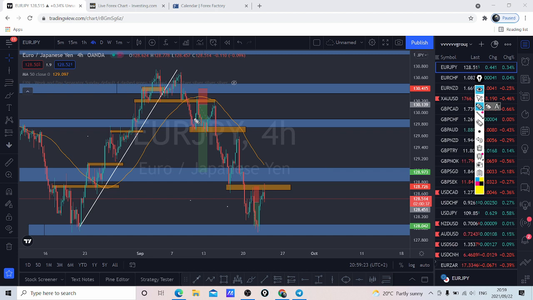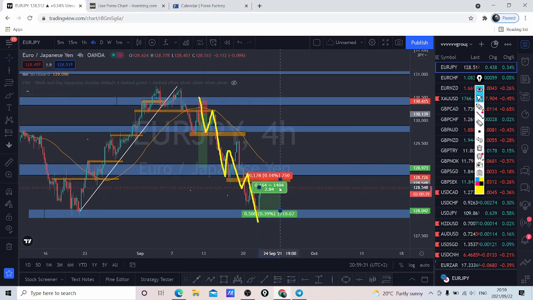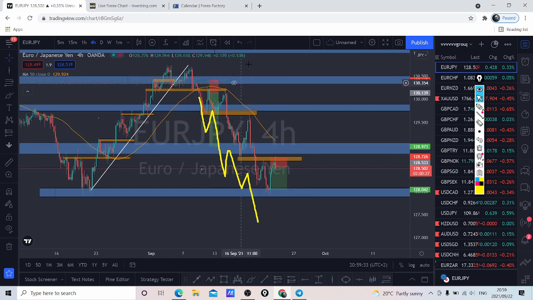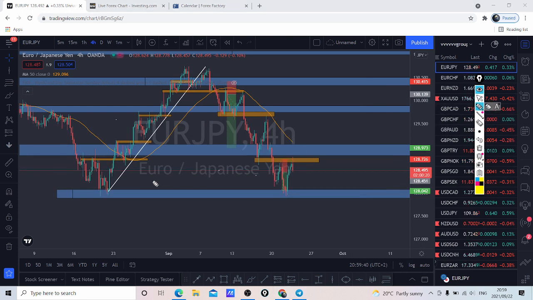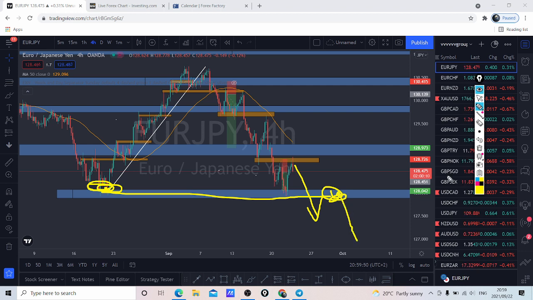Obviously, the market is trending nicely to the downside, and I'm still looking for a sell. I was still looking for a sell yesterday. But now, since the market has come to this strong support, I'll be expecting a breakout followed by a retest. Then I'll be selling somewhere around there.